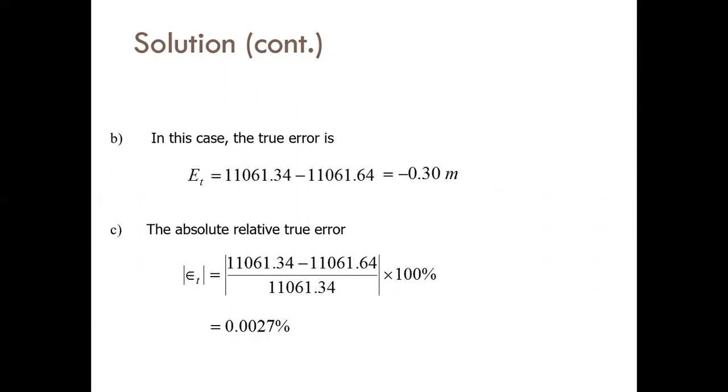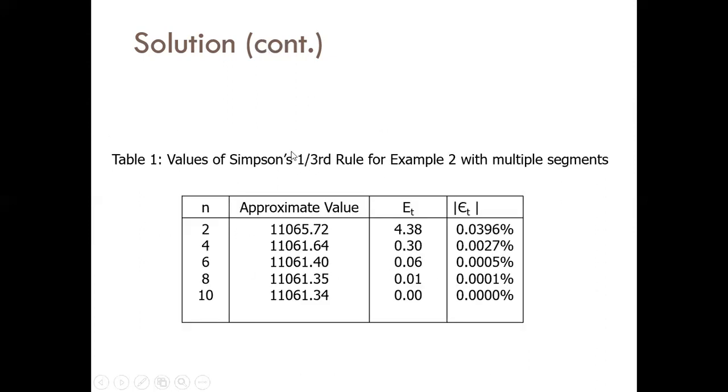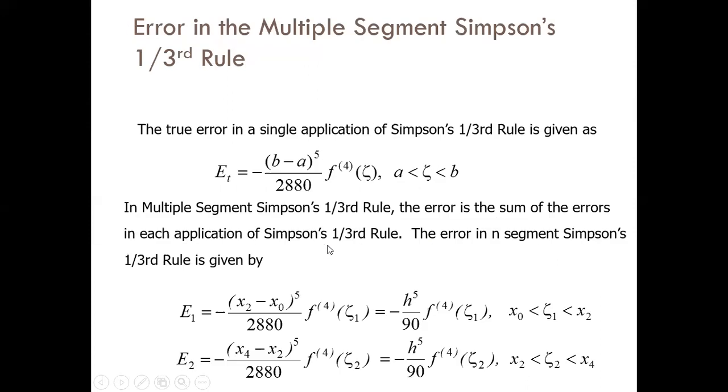This is Simpson's 1 by 3 rule. As the number of steps increases, for n equal to 2 the calculated value is 11065.72. For n equal to 4, it is 11061.64. For n equal to 6, it is 11061.40. The error will be minimized. See in that, as the number of steps increases, the value gets close to the actual value and the error will be minimized, and the relative error is also minimized.